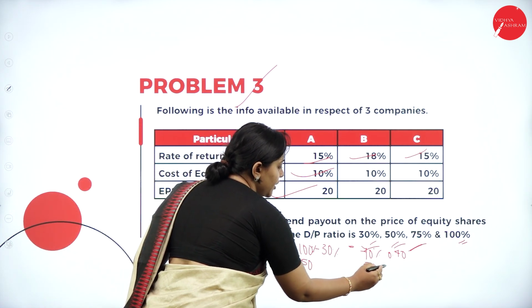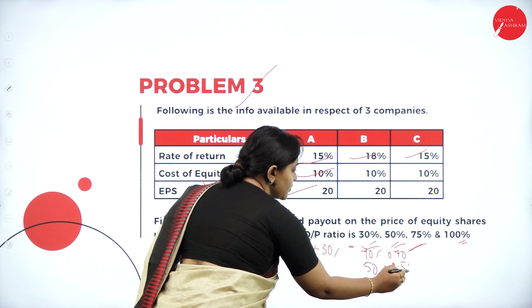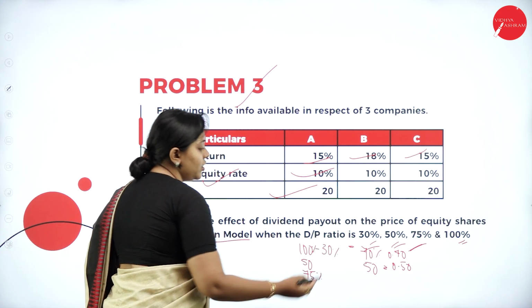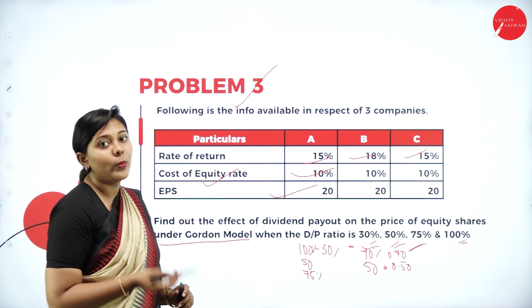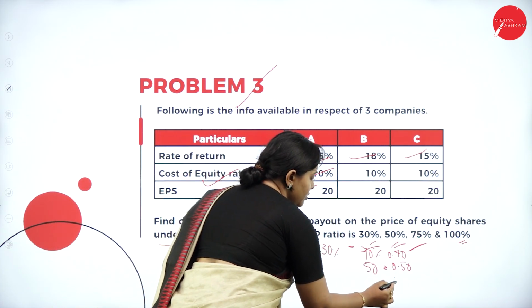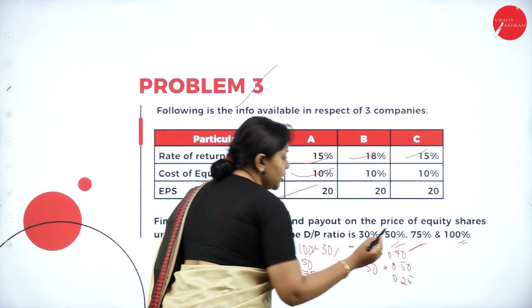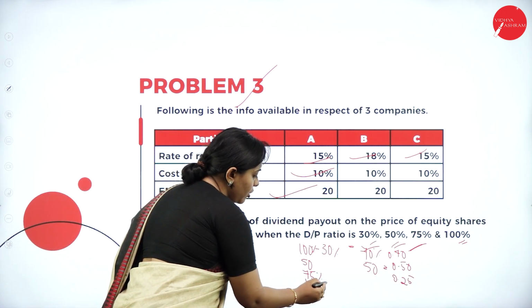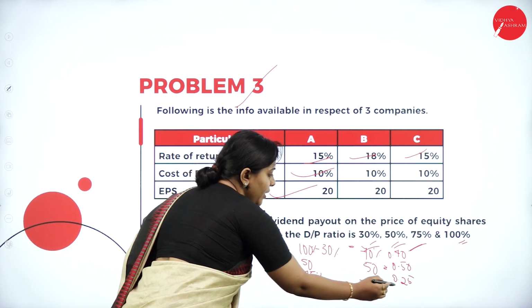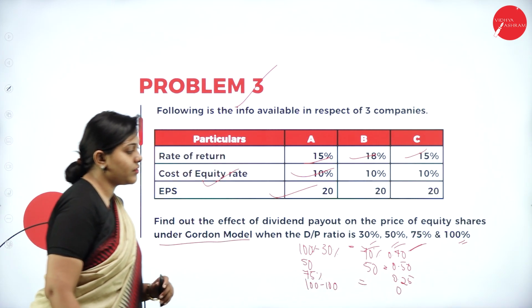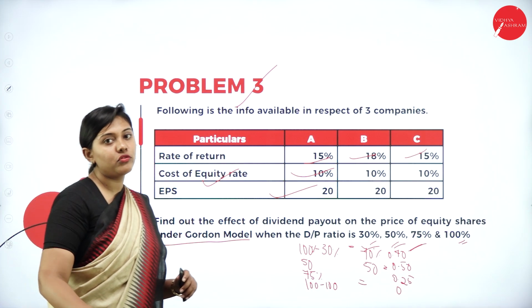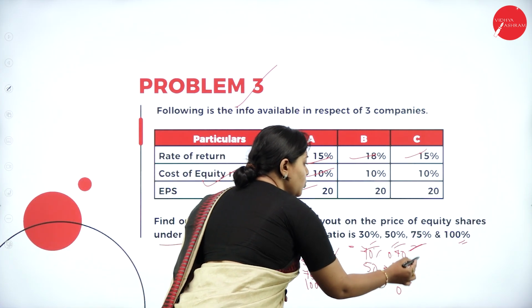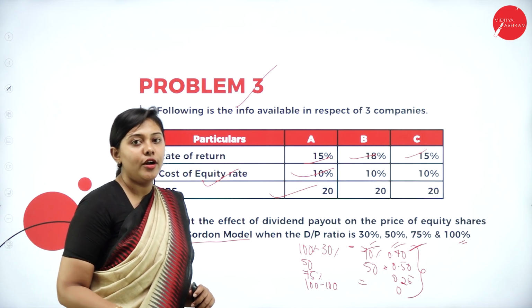50% will be your retention ratio, that is 0.50. Next it is 75%. So your retention ratio will be how much? 25%, 0.25. Moving forward, 100% is the dividend payout ratio, then your retention ratio will be 0. So 0.70, 0.50, 0.25, 0 is your retention ratio. So we have calculated. So this value only we will substitute into the formula.